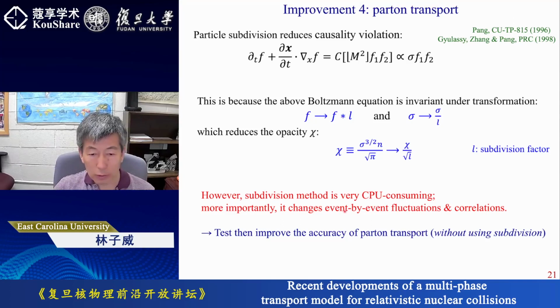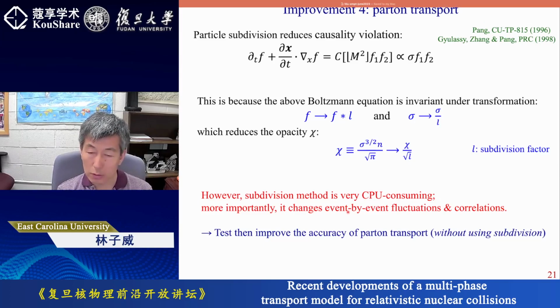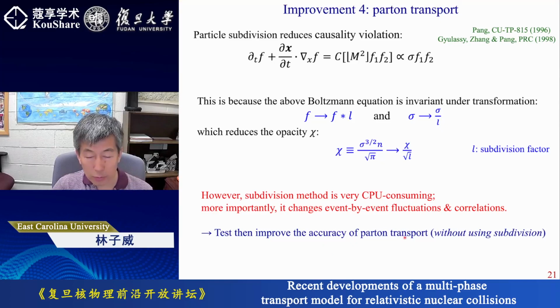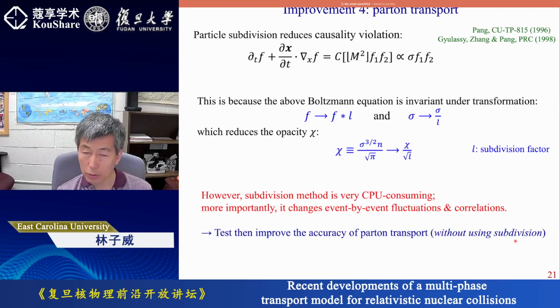And more importantly, recently people in this field realized that event-by-event fluctuations and correlations are very important. And they are even more important for small systems. But parton subdivision changes these fluctuations and correlations because basically you artificially change a parton into many subpartons. And that is not good. So our goal is to improve the parton transport, in particular the ZPC parton cascade used by the AMPT model, not using subdivision, and see how accurate the ZPC parton transport is, and if it's not accurate, how to improve it.